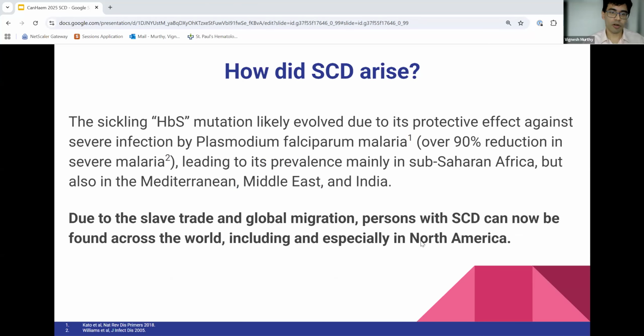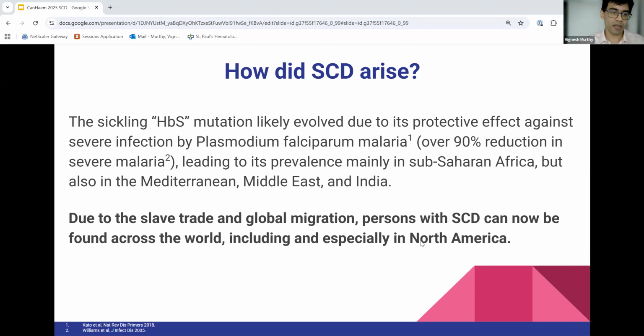So where did this all come from? How did sickle cell disease arise? Well, the current understanding is that this mutation itself likely evolved due to its protective effect against severe malaria infection, with over a 90% reduction in severe malaria seen in patients with sickle cell trait. So that's what led to its prevalence primarily in sort of the malaria belt, sub-Saharan Africa, but also the Mediterranean, Middle East, and India.